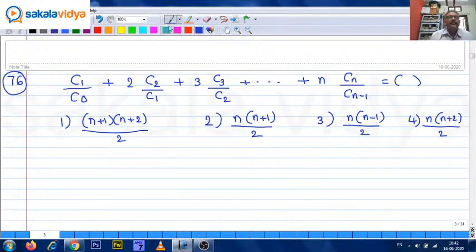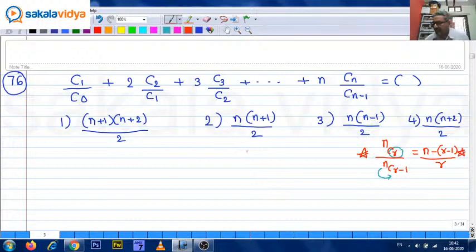Okay. Here we have one interesting formula. Let me revise that one. nCr upon nCr minus 1. We know that this equals to n minus of r minus 1 by r. With this basic fact we need to apply in each term, and we get our answer. So this is the formula we need to apply. Understood now? So let us come to the problem now.